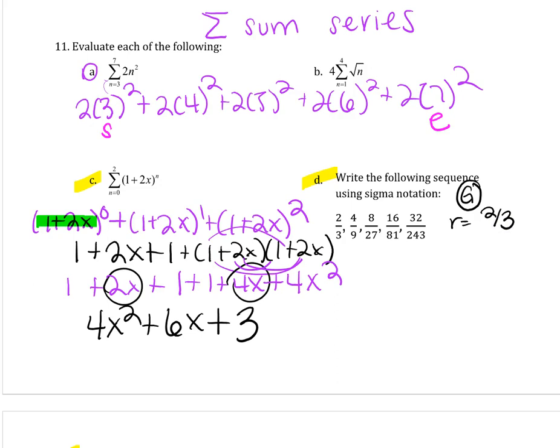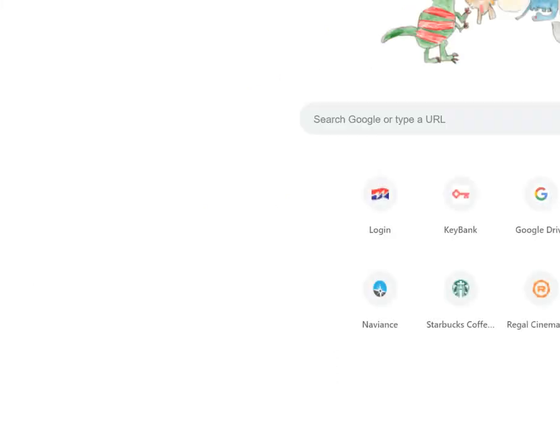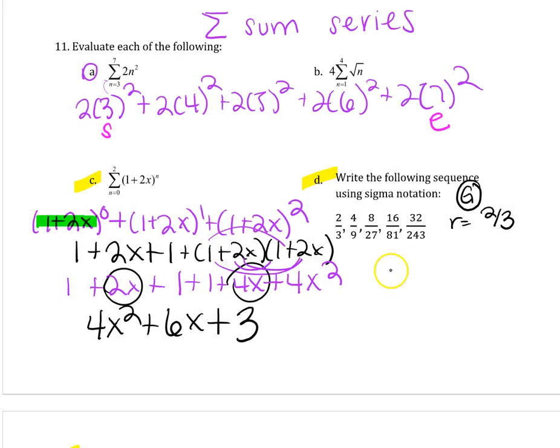So in order to write this as a sigma, I'm going to use the explicit formula of a geometric sequence. The first term times the common ratio raised to the n minus 1. Now, because I'm using the explicit formula, I'm going to start it at n equals 1 and end it at 5 because there's 5 terms in the sequence. Done.